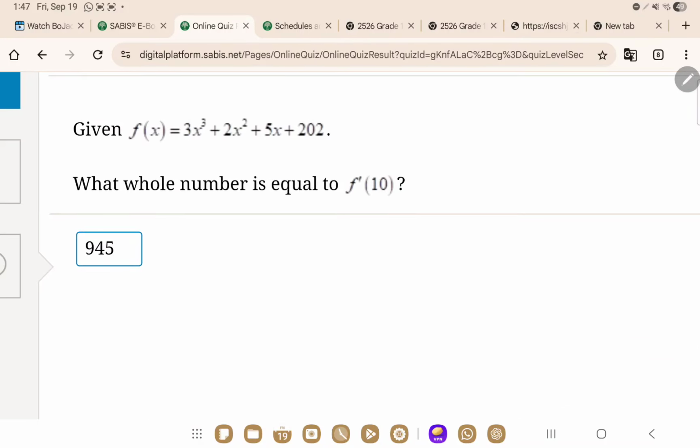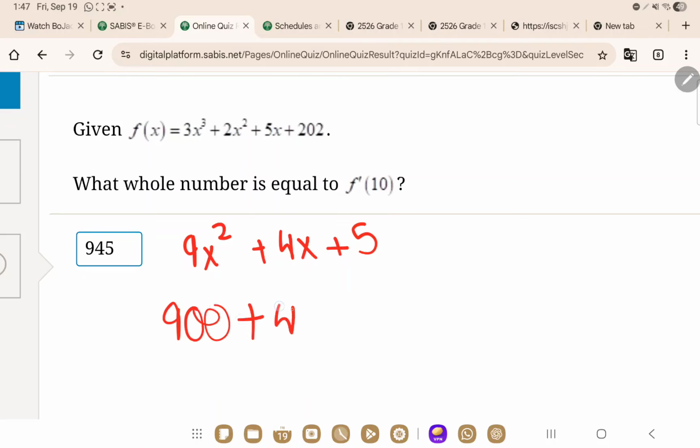Here, you just derive everything alone when you have plus between everything. So it's 9x squared plus 4x plus 5. So now we substitute 10, which is 900 plus 40 plus 5, which is 945.